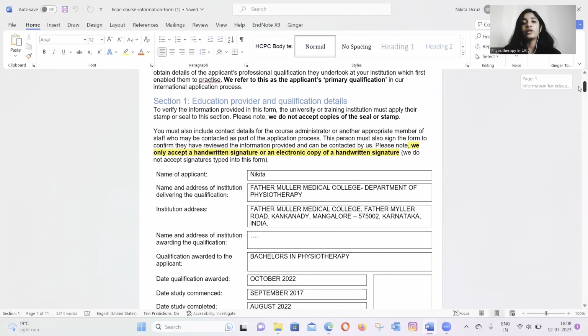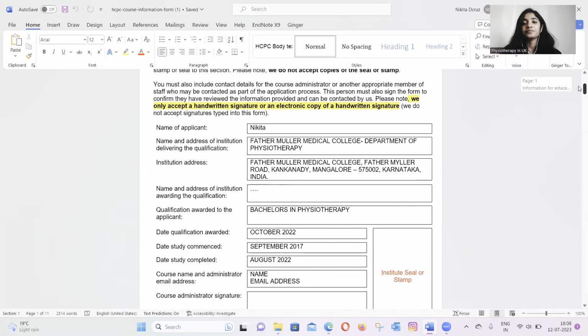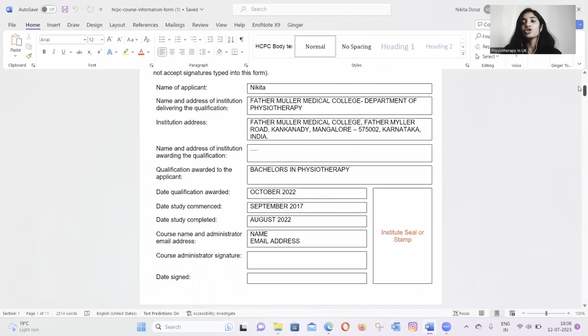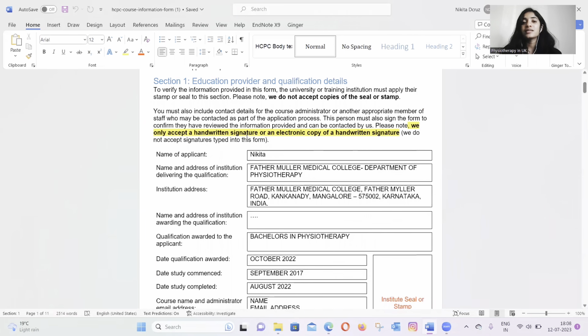So when you scroll down to it, the first thing that you need to remember is that in this bit over here, where they say that they want the course administrator signature, you need to provide a written signature. So that is, somebody should have signed it by pen or an electronic copy of the written signature. So somebody should have pasted a PDF or a small picture of it. They do not accept typed signatures into this form. So say for example, somebody has typed their name just saying Nikita, that would not be accepted. They need a signature in a written format, so by hand or an electronic copy of it.